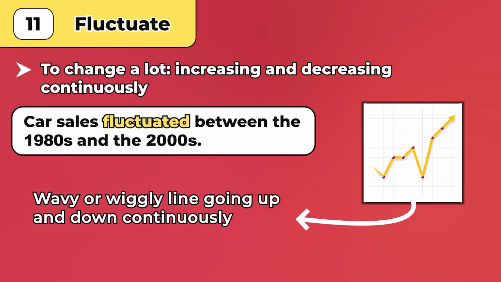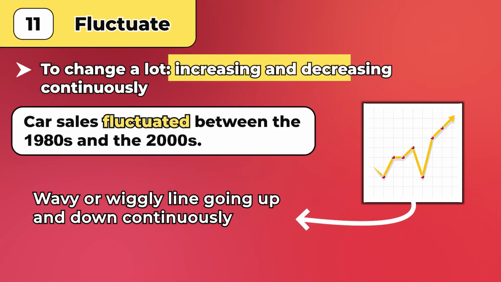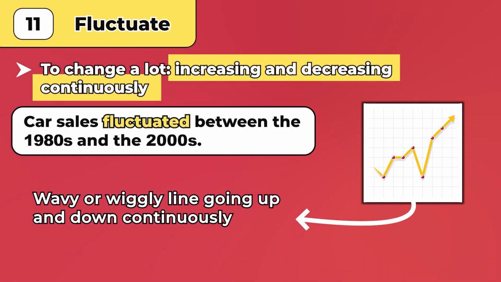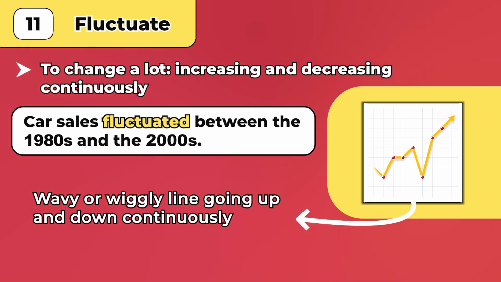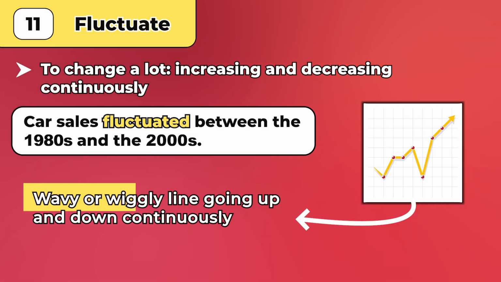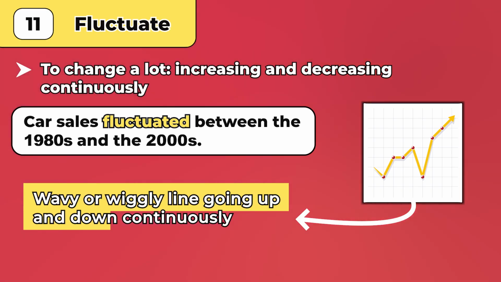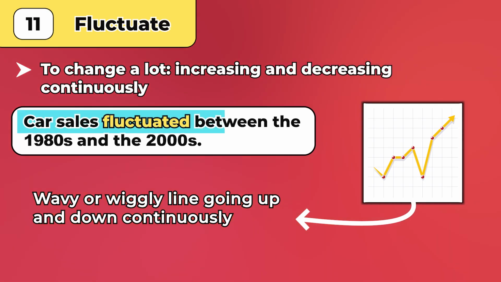Fluctuate is a fantastic word for IELTS Writing Task 1. Sometimes the data we see on the chart or graph will change a lot, increasing and decreasing continuously. This is the definition of fluctuate. On a line graph, for example, fluctuating data will be represented by a wavy or wiggly line going up and down continuously. For example, car sales fluctuated between the 1980s and the 2000s.